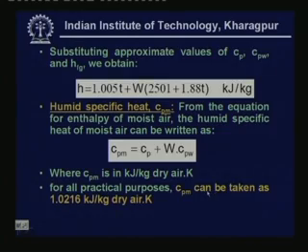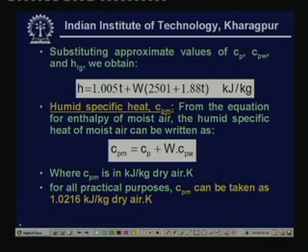So, substituting approximate values of Cp, Cpw and hfg, we obtain this expression. h is 1.005 T plus W into (2501 plus 1.88 T). This is obtained by taking a specific heat value of 1.005 kilojoule per kg Kelvin for dry air. So, this is the Cp of dry air, and this is the latent heat of vaporization at 0 degree centigrade, and this is the Cp of water vapor.